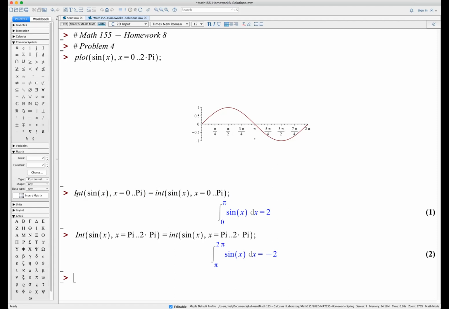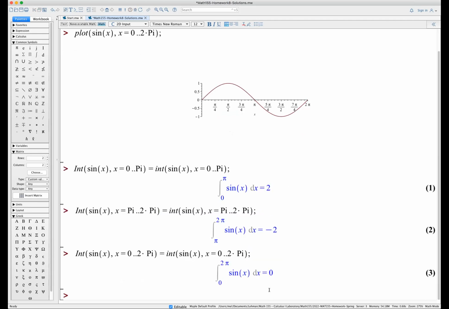And that's why if we were to integrate from 0 to 2 pi, you should get 0. It's not that the integral from 0 to pi is twice the area of half of that region. Positive area, negative area, they cancel out, and that's why we get a 0.